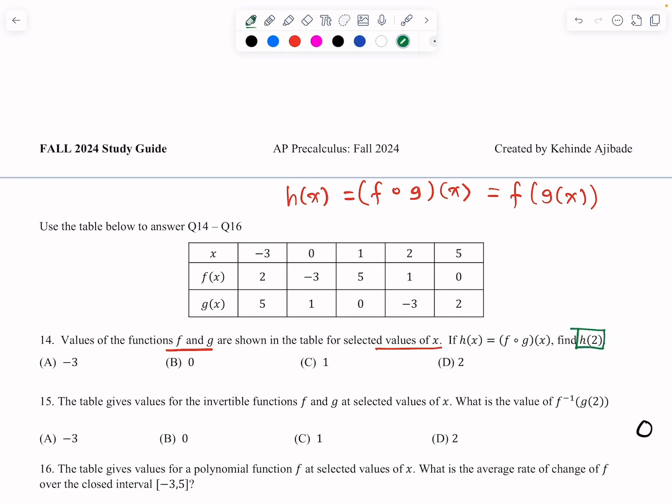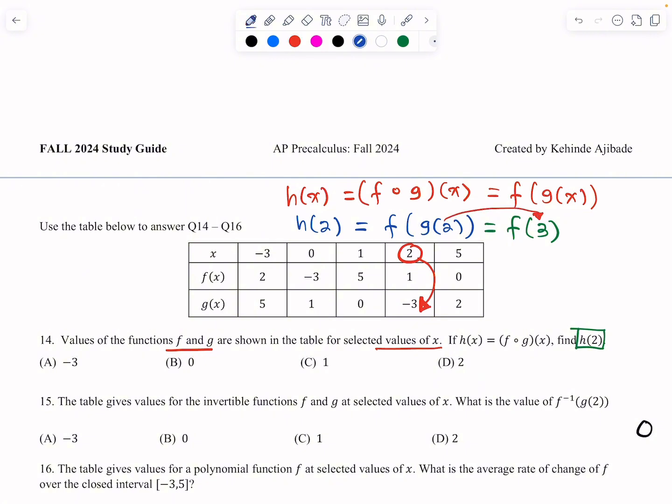So all I have to do in this case is h of 2, which is the same thing as f of g of 2. That's the meaning of that, which means x is equal to 2. If you go back to this table real quick, let's go to x equals 2 and find the corresponding value for g of 2. In that case, we're going to have that one be equal to 3. So I have f of 3 because my g of 2 is going to be equal to 3.